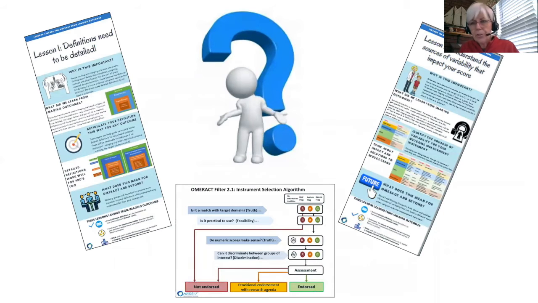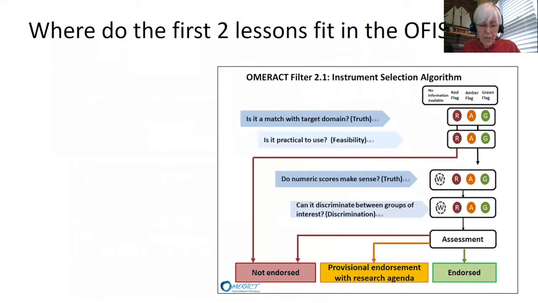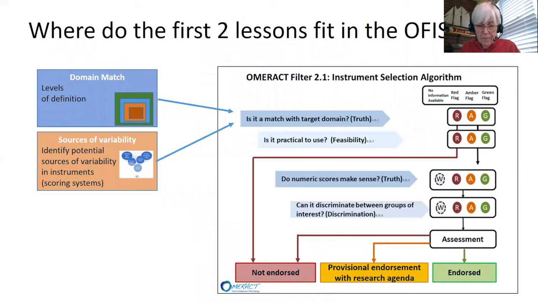And what about those first two lessons that we've been talking about already today? Where do they weave into the OFISA process? Well, these lessons will have the greatest impact on the first question, because both domain match and sources of variability will have an impact on the target domain. But along with that, once the sources of variability are identified, we will also need to look at tests for their impact. And those more numeric studies would show up in the third question. Do the numeric scores make sense?